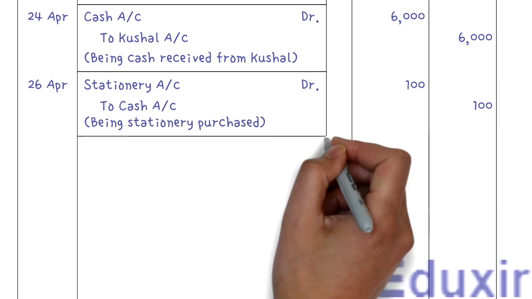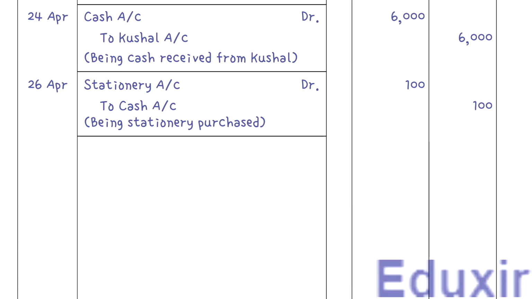Let us now draw a line to mark the completion of generalizing of this transaction. With that, we have completed the generalizing of this transaction. Let us now take up the next transaction.